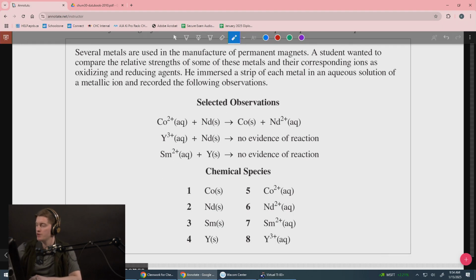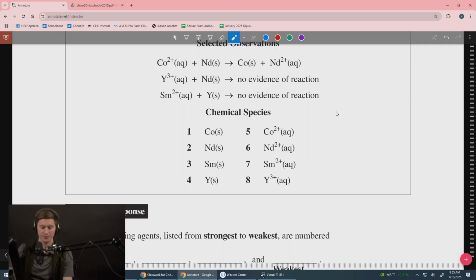Several metals are used in the manufacture of permanent magnets. A student wanted to compare the relative strengths of some of these metals and their corresponding ions as oxidizing and reducing agents. He immersed a strip of each metal in an aqueous solution of a metallic ion and recorded the following observations. Cobalt and neodymium, the cobalt ion and neodymium react to form cobalt solid and neodymium 2+. Yttrium 3+ and neodymium have no evidence of reaction. Samarium 2+ and yttrium have no evidence of reaction. Here's our different chemical species. The oxidizing agents listed from strongest to weakest are numbered what?